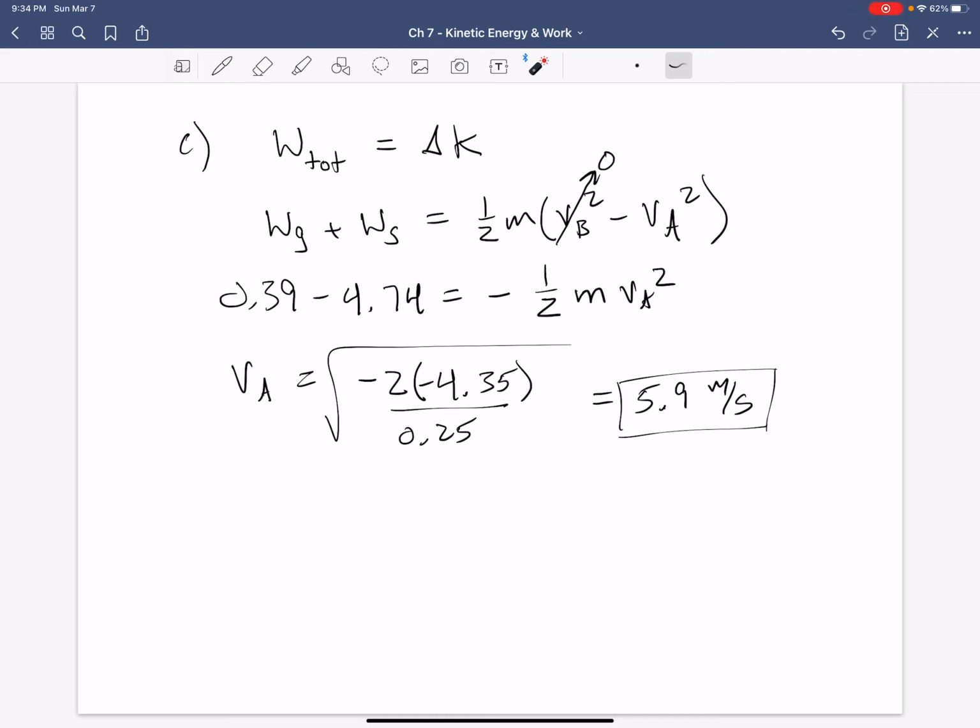Okay. In essence, this is using the work kinetic energy theorem to solve for a final speed of an object.